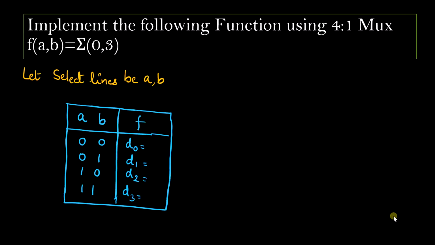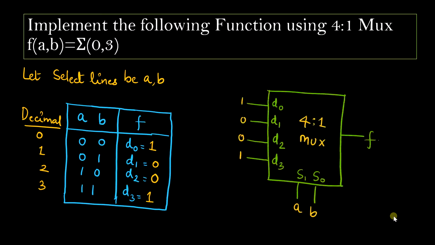Now because the question mentions the minterms 0, 3, that corresponds to the decimal notation 0 and 3. So for decimal 0 and 3, I have d0 and d3 equal to logic 1, and the remaining will be equal to 0, 0. So I can draw the mux wherein d0 and d3 are equal to 1 and the remaining input lines are zeros, and I can draw the block diagram with select lines and the function f output.